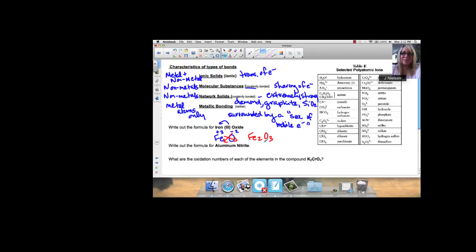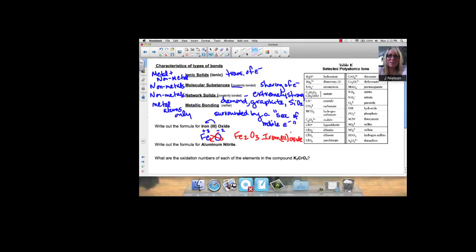Whenever I have a transition element involved, that is, an element in groups about 3 through 12 in that area, but they have to have multiple positive oxidation states, so you're talking in the middle of the periodic table, if an element's got more than one positive oxidation state, I need to use a Roman numeral to let me know which one I'm talking about. And when I write the name, I have to write it out. So if I were to write the name of this, it would be, as it is here, iron, Roman numeral 3, oxide. If I don't put the Roman numeral, I'm wrong.